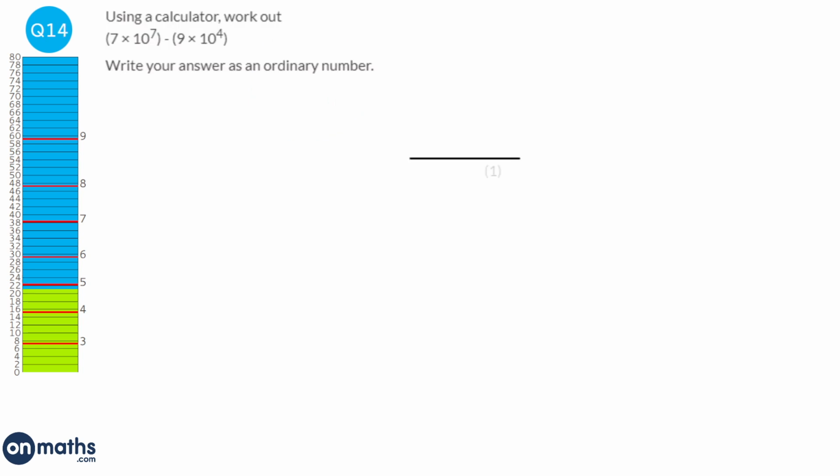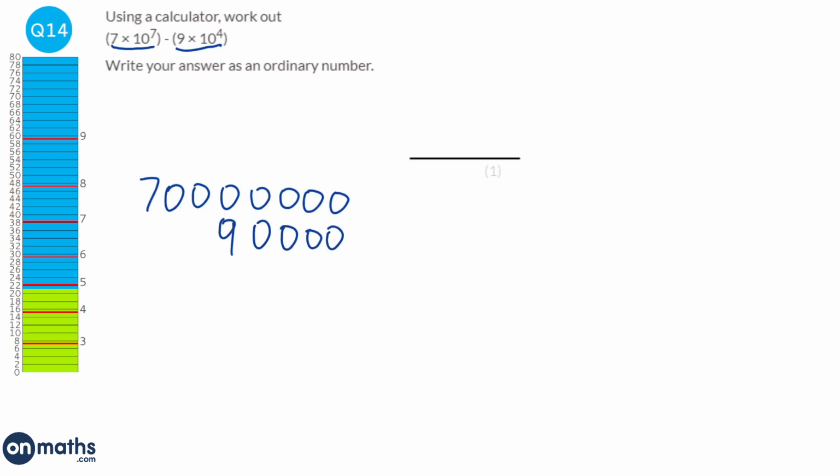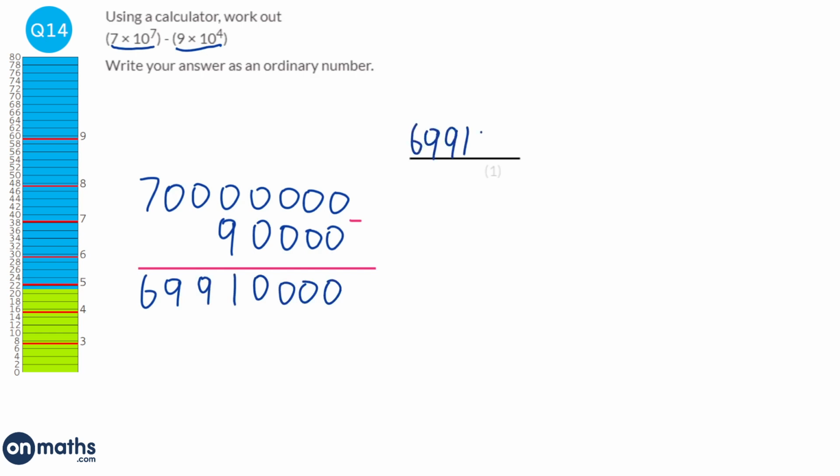So the only way of answering this question is to work out what these are as ordinary numbers. And so 7 times 10 to the power of 7 would be 7, 1, 2, 3, 4, 5, 6, 7. And 9 times 10 to the power of 4 would be 90,000, so that would be 9,000,000. And so we're just subtracting them like that. And so we'll get 6991000.